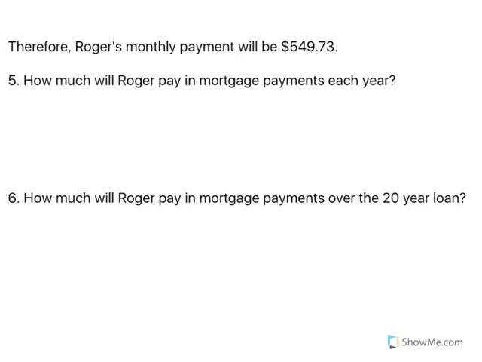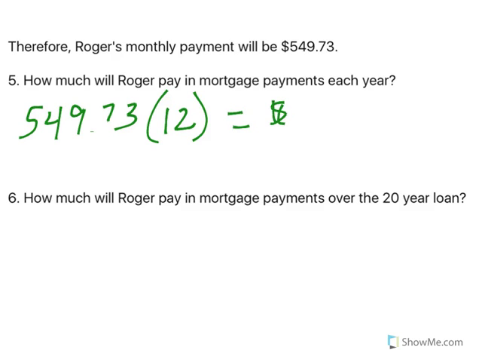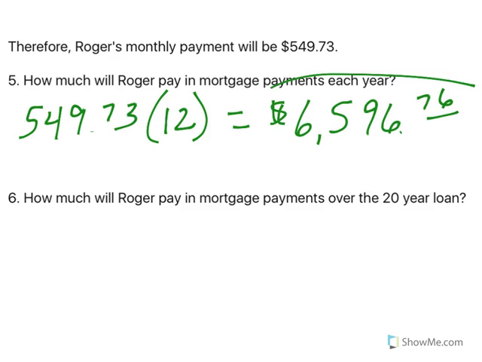If Roger's monthly payment is $549.73, how much will he pay in mortgage payments every year? So he's paying $549.73 every month. 12 months in a year. So if he pays that every month for 12 months, in 1 year, he will pay $6,596.76 towards his mortgage.